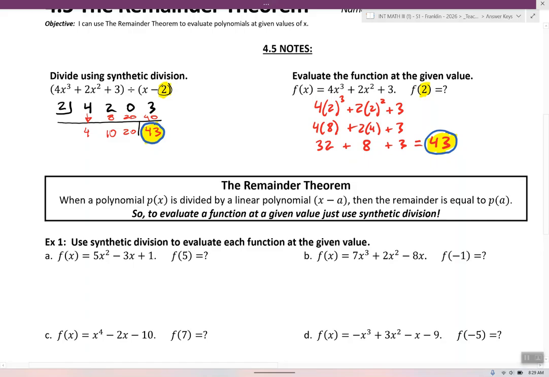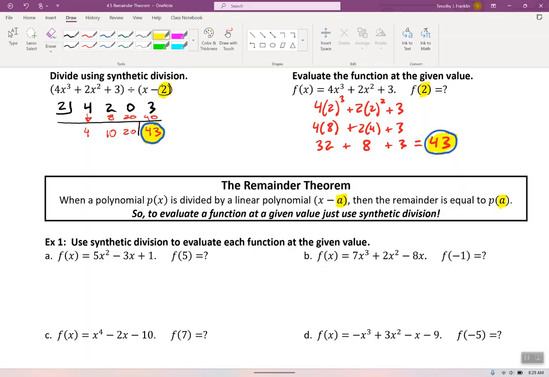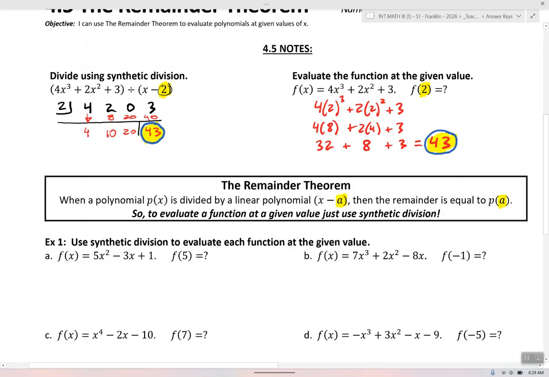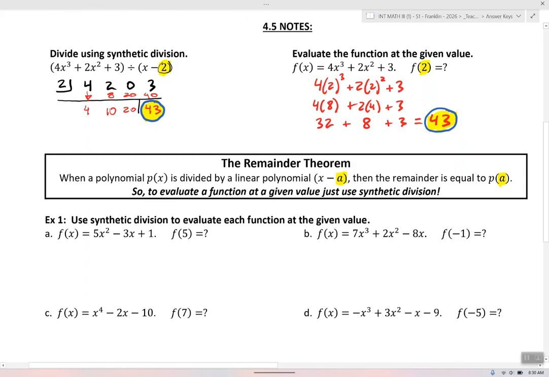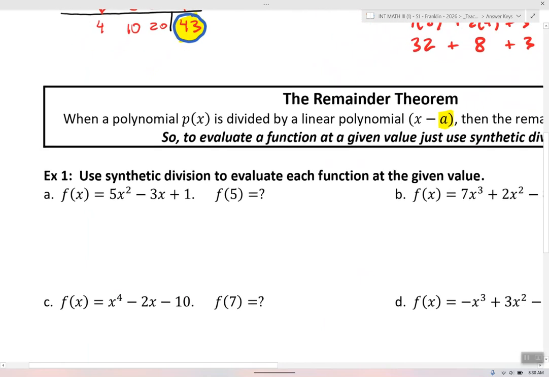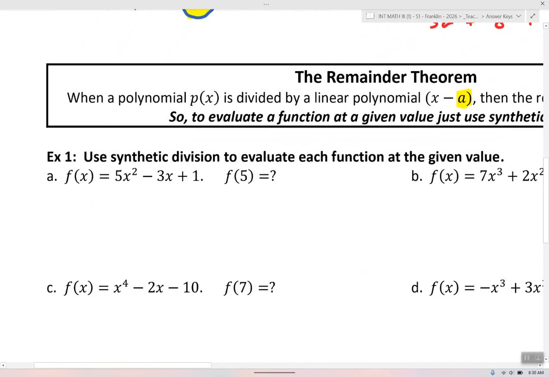This is what we saw above. We put this number into the polynomial, and it was the same as the remainder when dividing by that same number. So to evaluate a function at a given value, we can just use synthetic division instead of plugging in the number for x. Typically, depending on your polynomial, the synthetic division process is much faster than plugging in and evaluating for x that way. So we're going to use synthetic division to evaluate these four functions at these given values.